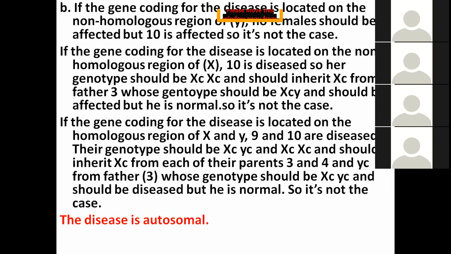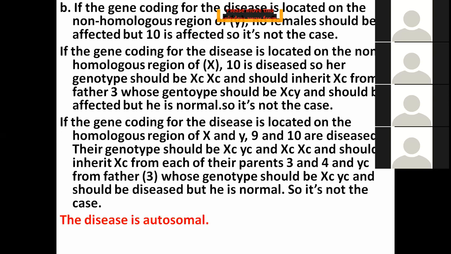If the gene coding for the disease is located in the non-homologous region of Y, as Rama said, no females should be affected, but 10 is affected, so it's not the case. If it's found in the non-homologous region of X, then since 10 is diseased, her genotype should be XcXc, and she should inherit one of these Xc from the father 3, whose genotype would be XcY. So he would be affected, but the father is normal, so it's not the case.